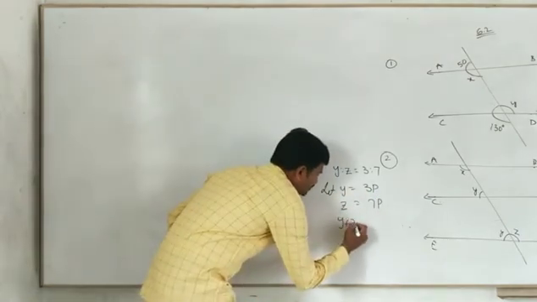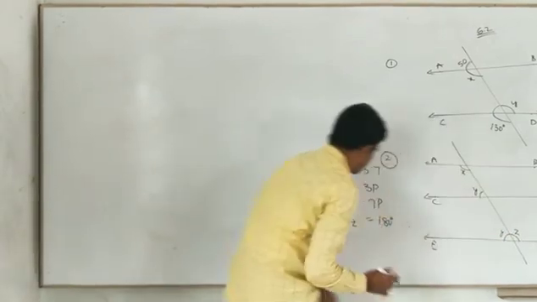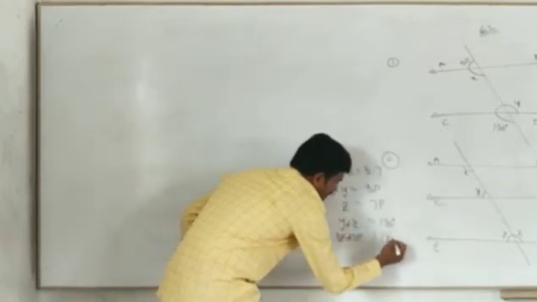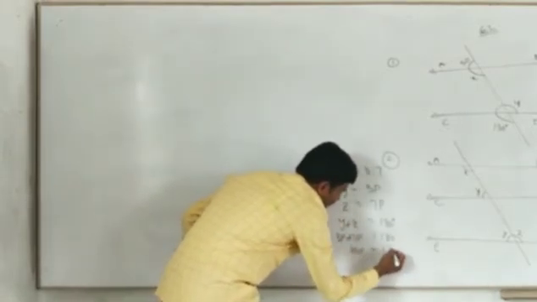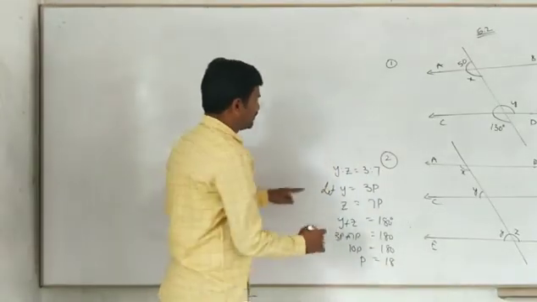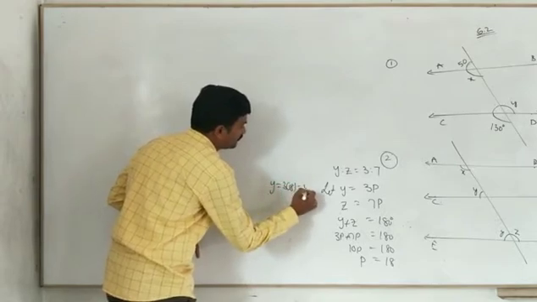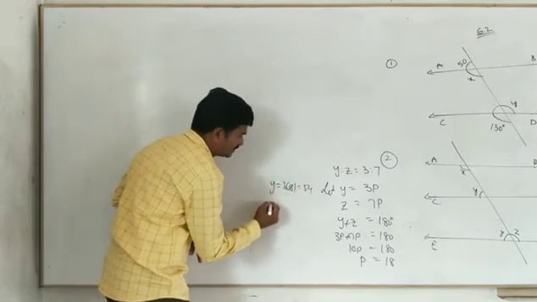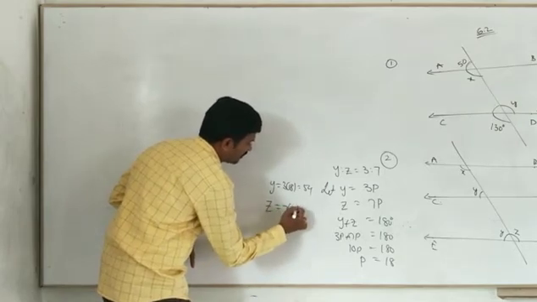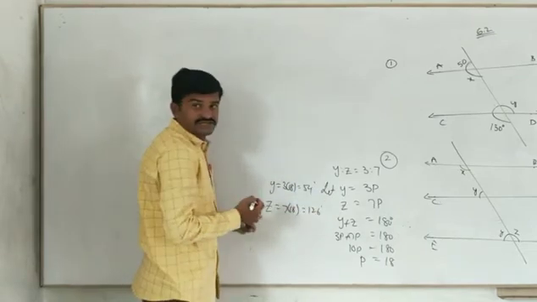But y plus z equals 180, or not? Because this plus that is 180, or not? Now 3p plus 7p equals 180. Then 10p equals 180. Then p equals how much? 18. If p is 18, then y equals how much? Therefore y equals 3 into 18, or not? 54. Then z equals how much? 7 into 18. How much? 126. So we got the values of y and z now.